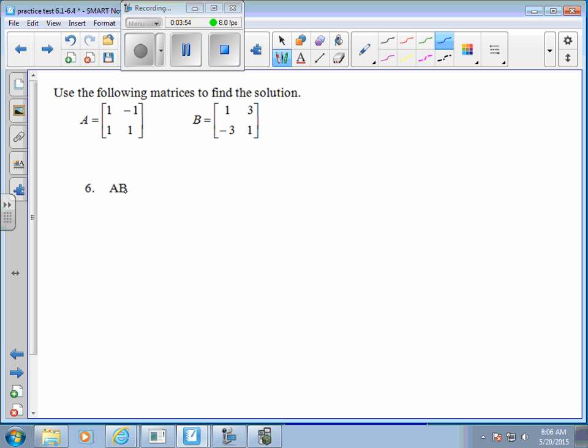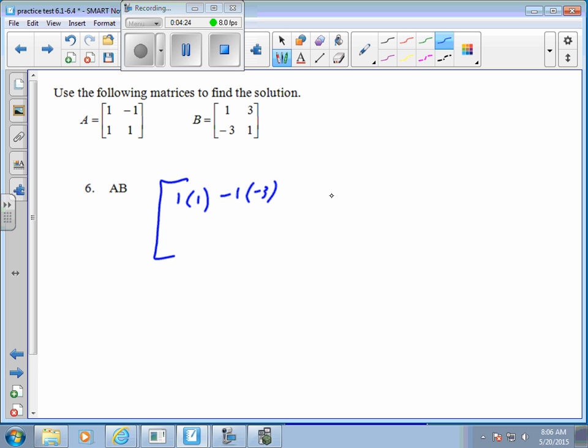For number 6, we're multiplying matrices. This was the common mistake on the last quiz. So let's work through that. If we're going to look for the element 1, 1, row 1, column 1, we need to take row 1 times column 1. So I'm going to take 1 times 1, this element times this element, plus -1 times -3.